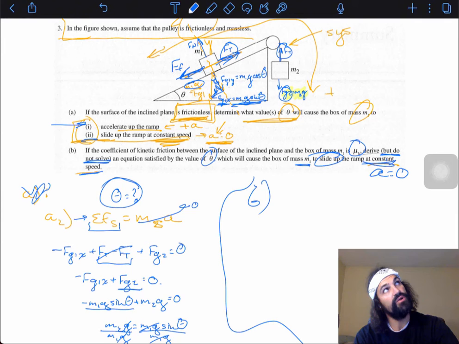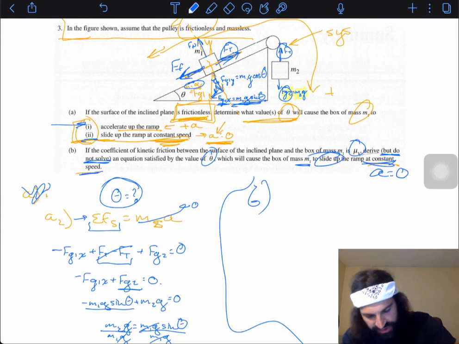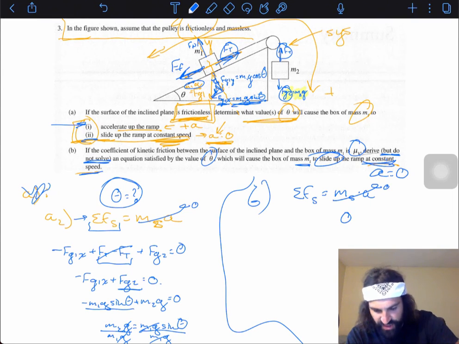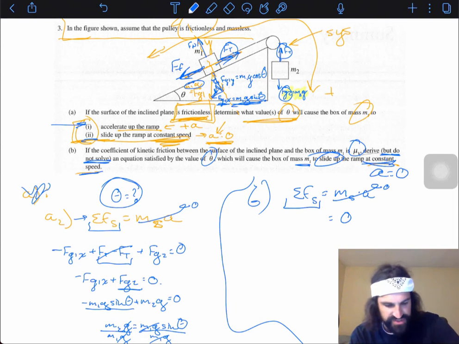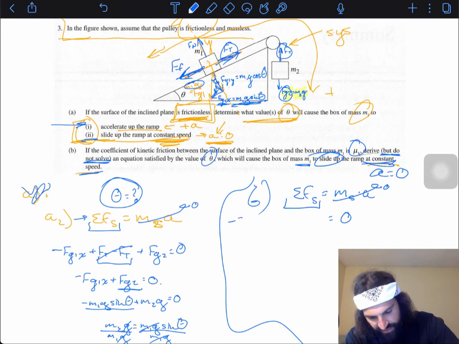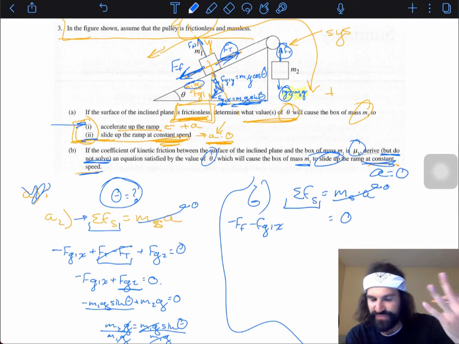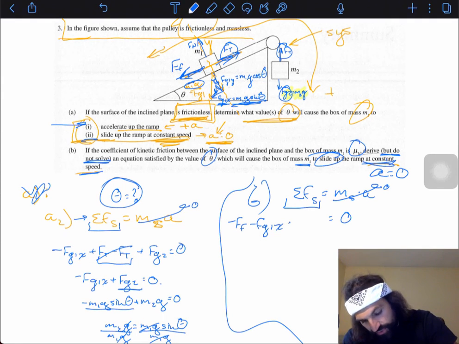And part 3 of that process is the net force equation. Well, we have multiple objects connected to each other, so the net force of the system is the mass of the system times acceleration. At constant speed, the right side of the equation collapses to 0. The left side of the equation is the sum of all forces. So we have negative Ff minus Fg1x plus FT minus FT, which cancel, plus Fg2.